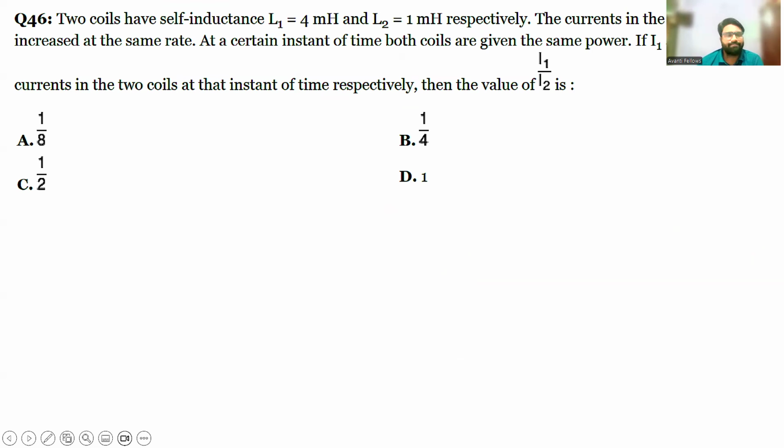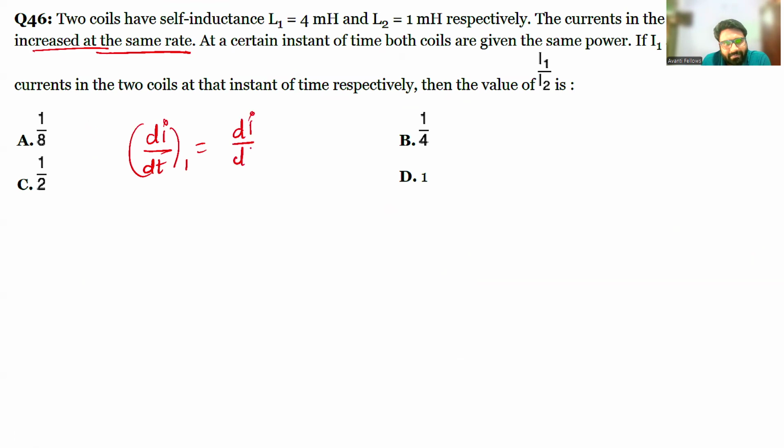I1 by I2 is. So we can say that here two things are having a primary focus. Two coils are the same, increased at the same rate. So the current rate is the same for both coils: di by dt for one is equal to di by dt for the second. And for a particular instant, power is also the same. And at that instant it is asking for the ratio I1 by I2.